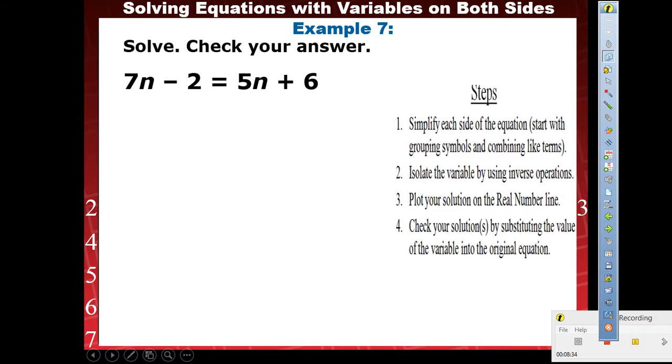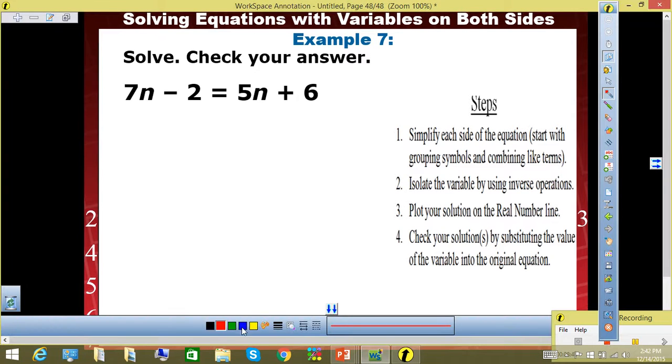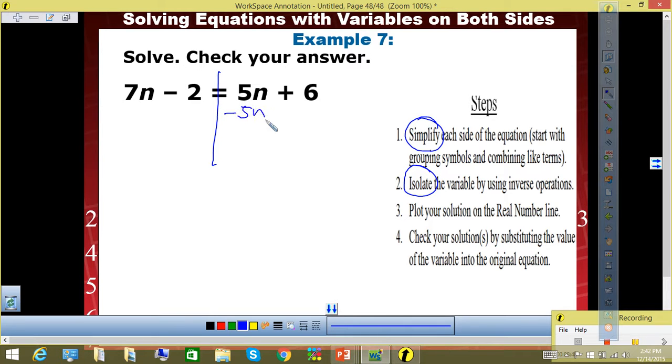7n minus 2 equals 5n plus 6. Line down the equal sign. Step 1 is to simplify. Can I simplify the left side? How about the right side? Step 2, isolate. Get all the variables to one side and leave them by themselves. Which is my smallest variable? 5, so I subtract 5n, subtract 5n. 5n minus 5n cancel. We're left with 2n minus 2 equals 6.